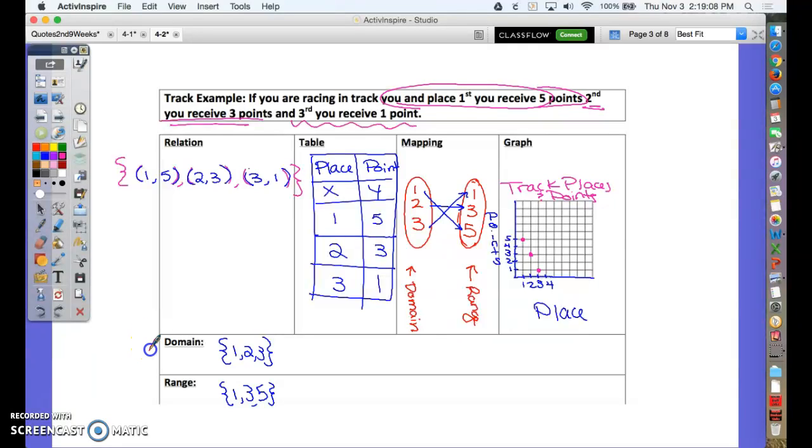Again, remember that the domain is all of the x values and the range is all of the y values. We typically list them in order from least to greatest. You could list them from greatest to least, but normally I will list them from least to greatest. And if a number repeats, you only state it once.